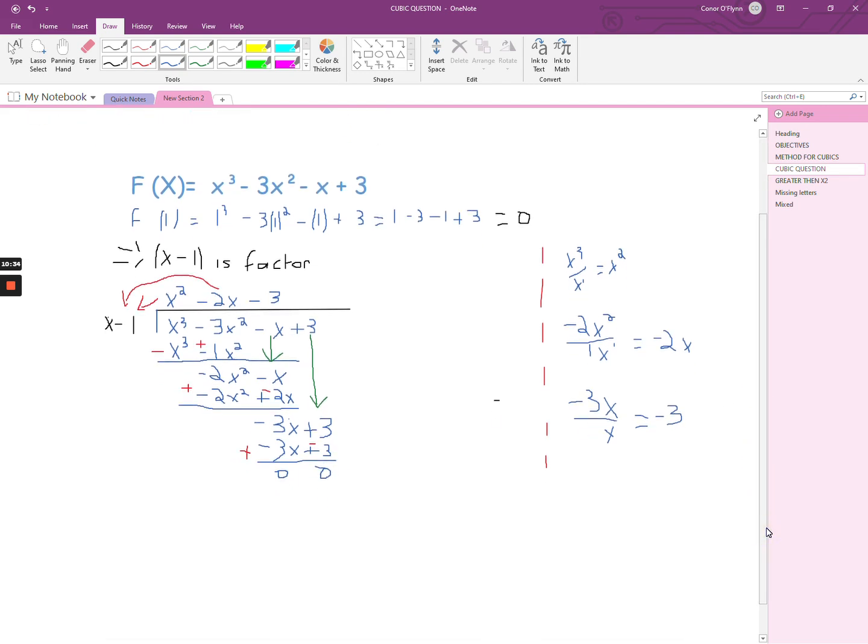Okay, so we're nearly done. So what I got was, okay, the question is solve. So we have 3 roots, okay? So we know 1's a root because that worked out. And x minus 1 is a factor, but 1 is one of the answers. So we need to get the other 2 answers. Now I have a quadratic.